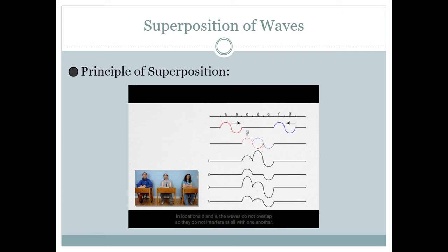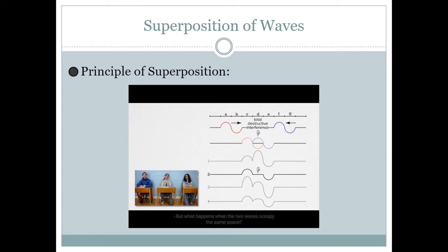In locations C and E, the waves do not overlap, so they do not interfere at all with one another. So the answer could be 1, 2, or 4. In location D, the two waves are mirror images of one another, so the two waves end up completely canceling one another out in location D. That is total destructive interference. Right, so the correct answer is 2.